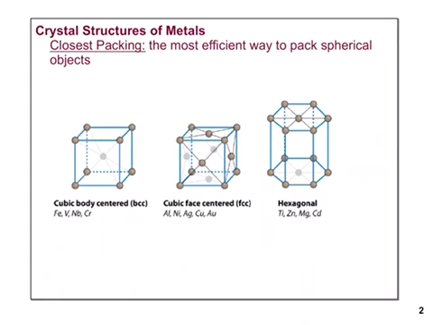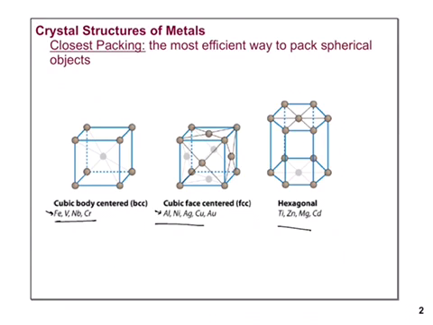So metals have what we call closest packing, and this is the most efficient way to pack spherical objects. And so there are 3 types of closest packing. They can be cubic body centered, cubic face centered, or hexagonal. And the elements listed below each of these are the elements that exhibit each of these closest packings. So iron exhibits cubic body centered, aluminum and nickel and silver and gold have cubic face centered, and hexagonal would be like zinc and magnesium.